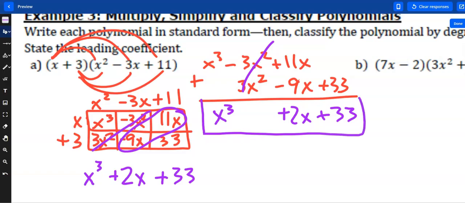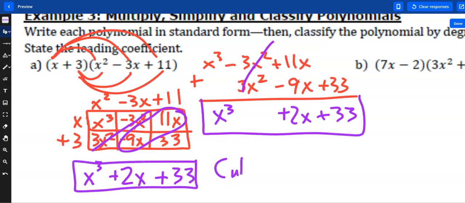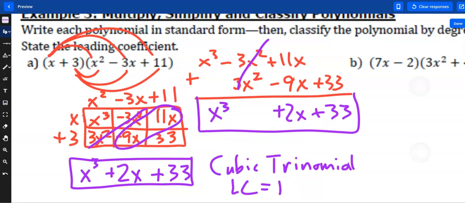I do not care which way you do it. Doesn't matter to me. This is a cubic trinomial with leading coefficient equal to, what's that number in front of the x cubed? That's a 1, folks. Anytime you don't see a number written there, we automatically know it's a positive 1. Okay, let's try that next one.